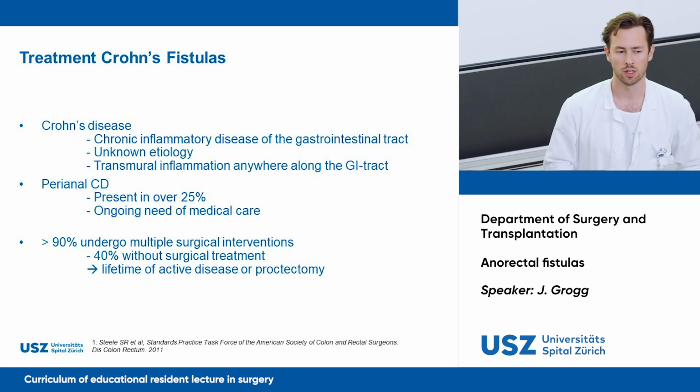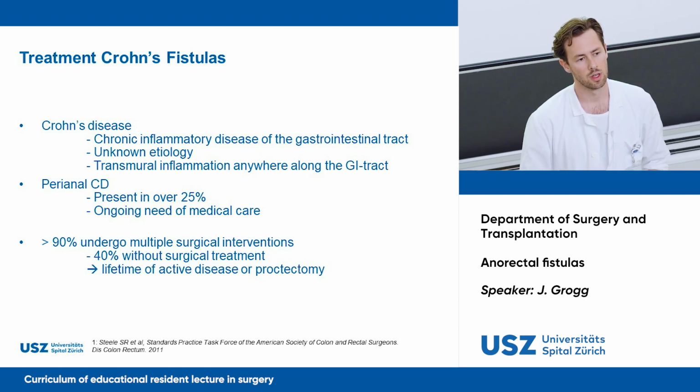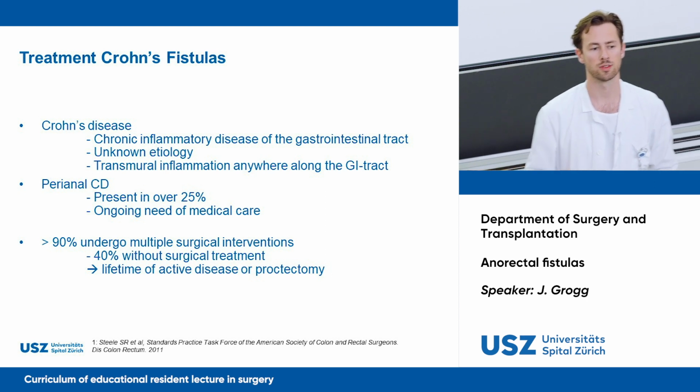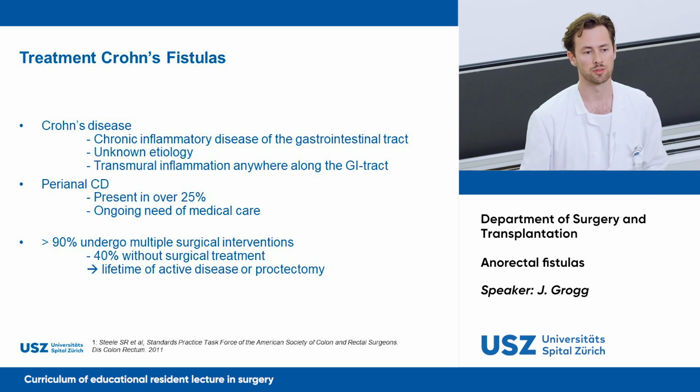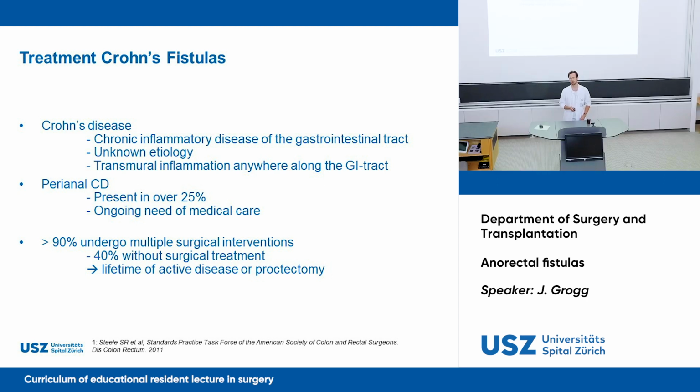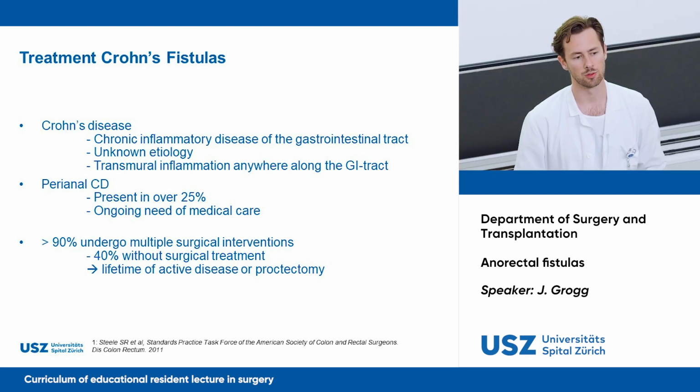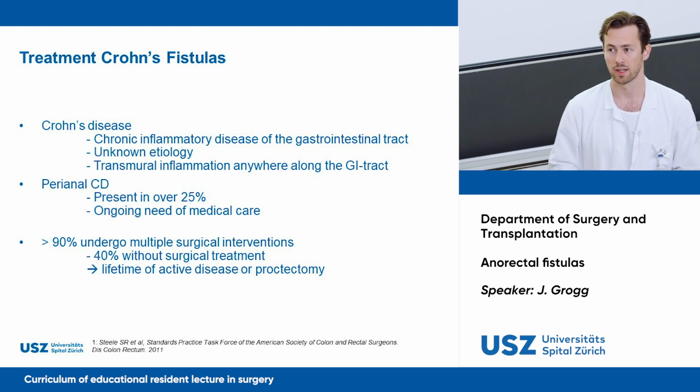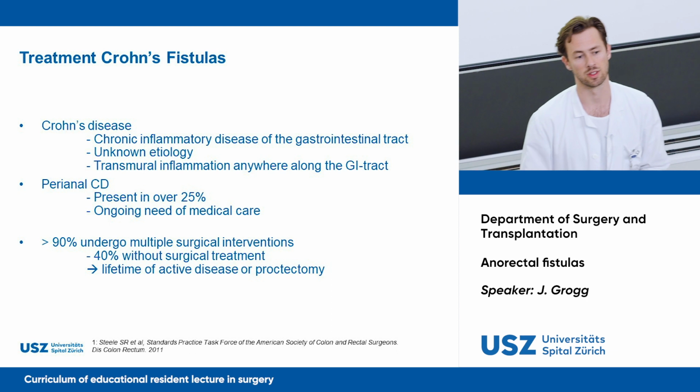So let's finish the presentation with a little information on treatment of Crohn's fistulas. Crohn's disease is a chronic inflammatory bowel disease. It's a transmural inflammation that can manifest anywhere along the gastrointestinal tract. Perianal Crohn's disease is present in around 25% of the patients, and those patients usually have to undergo multiple surgical interventions for treatment. But still, about 40% of the patients are left without the definitive surgical treatment of their fistula, so they either have a lifetime of active disease or ultimately will receive a proctectomy.